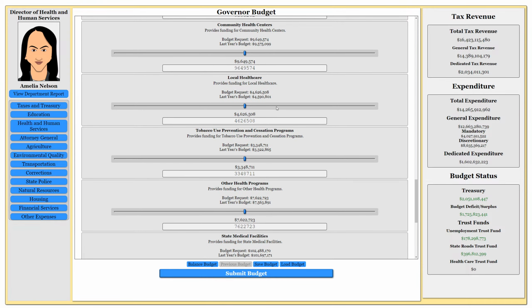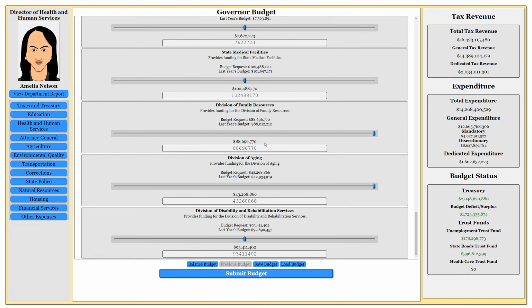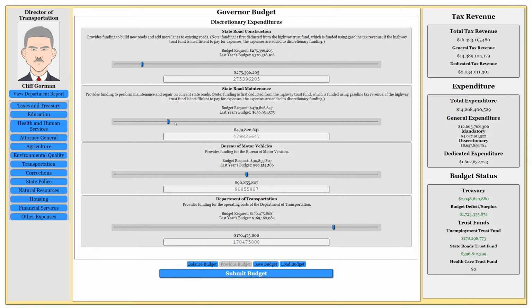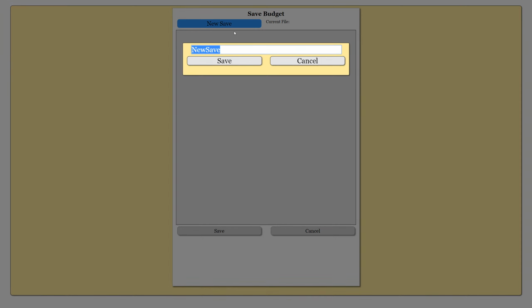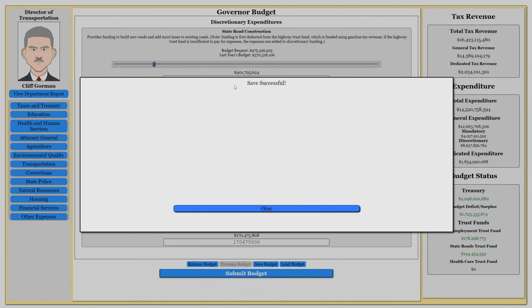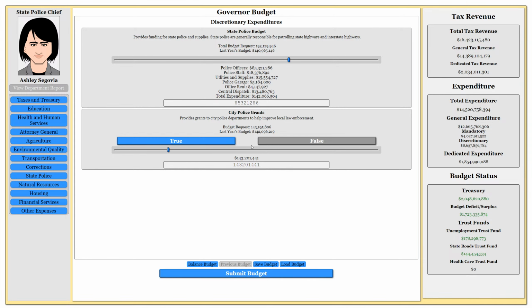Immunization, local health care. Transportation. Construction. Build new roads and add more lanes to 6 existing roads. We have $396 million to play with here. And then 605, so that leaves us with 144. And then save budget. We're gonna hit this with the budget. State police. City police grants. We'll do $200 million here.